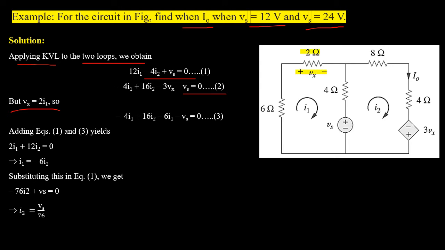ohm resistor present in loop 1, and its value will be 2I1. Now substituting the value Vx equal to 2I1, we will have equation 3. Adding equation 1 and equation 3 gives us 2I1 plus 12I2 equals 0, or on solving I1 will be equal to minus 6I2. Substituting this in equation 1, we get I2 equal Vs over 76.